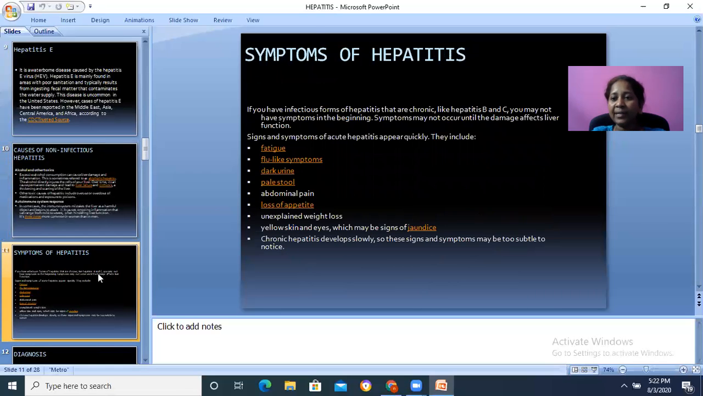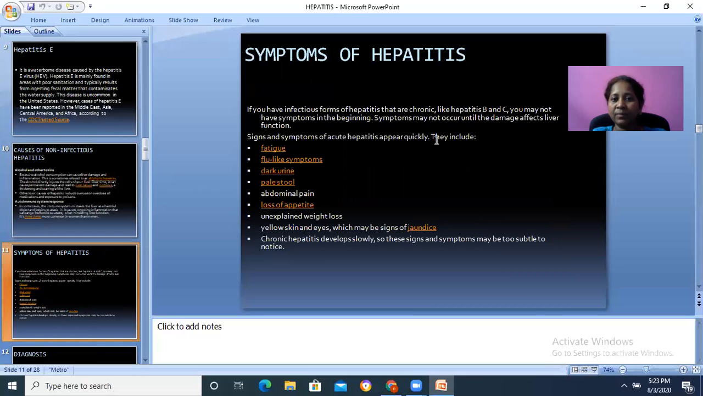Symptoms. What are the symptoms of hepatitis? Coming to symptoms, if any person gets infected with hepatitis B or hepatitis C, he or she may not show any symptoms in the beginning. Symptoms may not occur until damage affects the liver function.